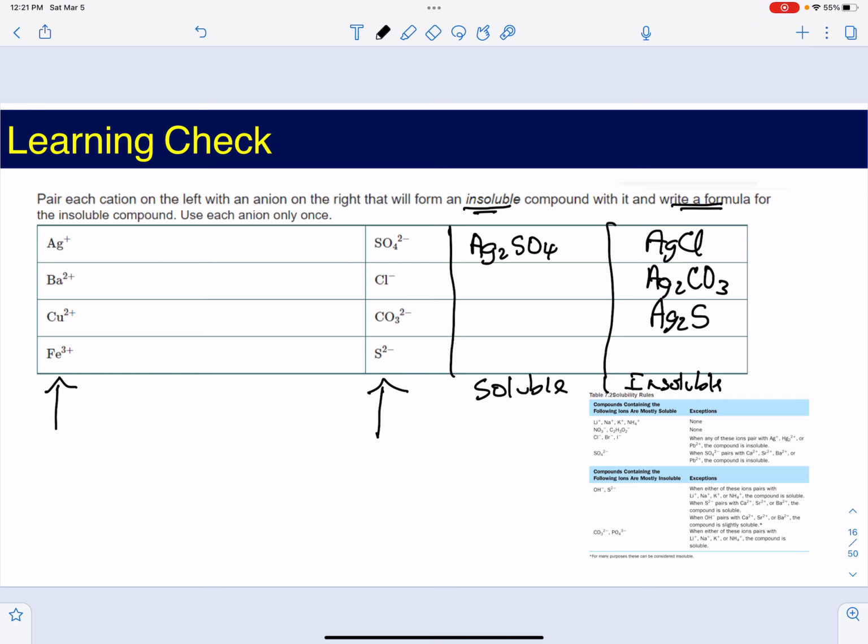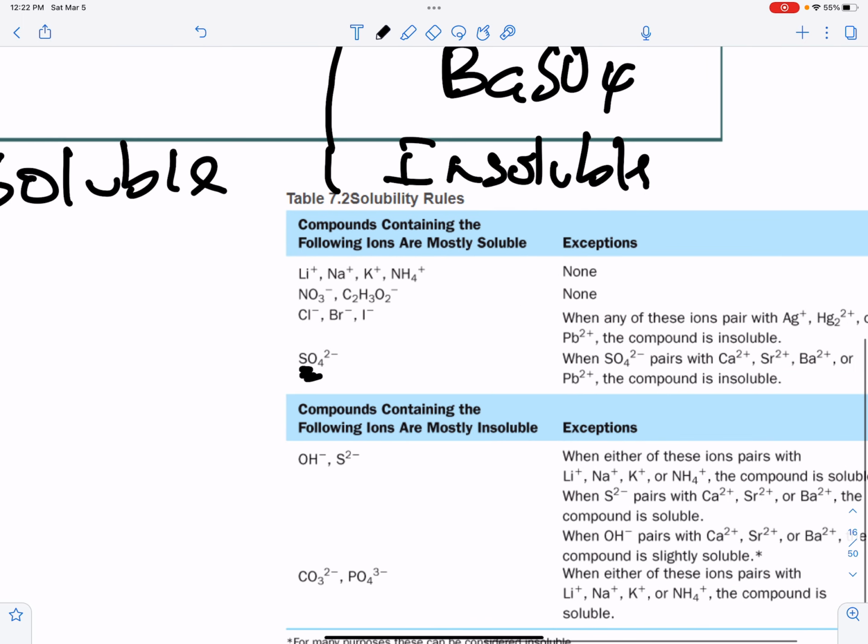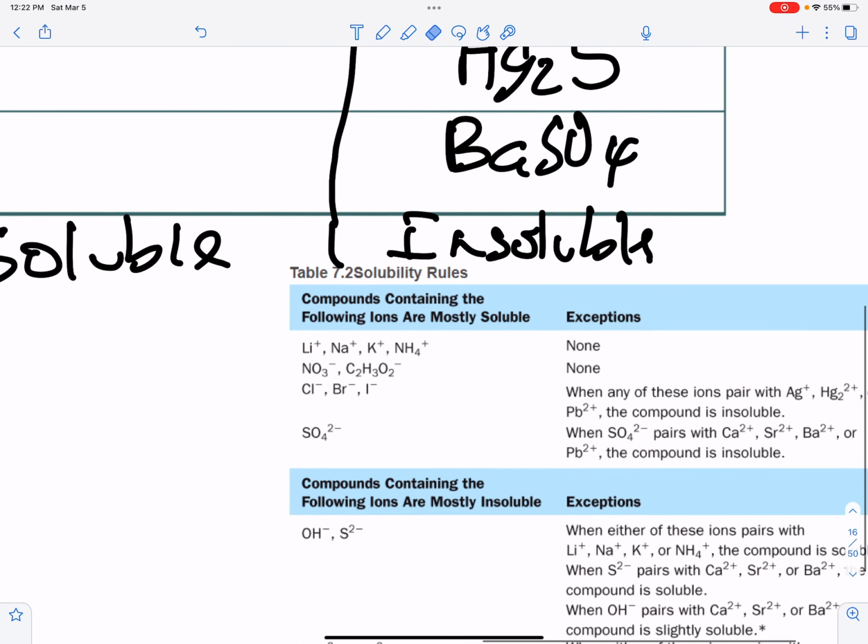Barium with chloride. When I check on the table, that's not in there, so barium with chloride is going to be soluble, and that would be the formula. Barium with sulfate, that's going to be insoluble, because it said that all sulfates are soluble unless barium is one of the choices that will make it insoluble, an exception.